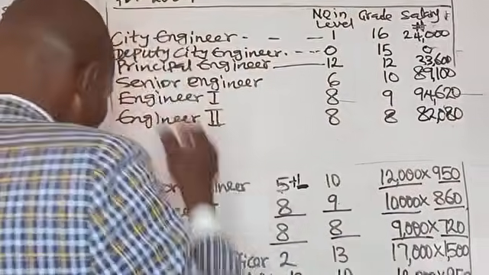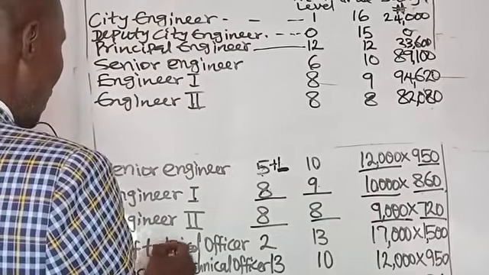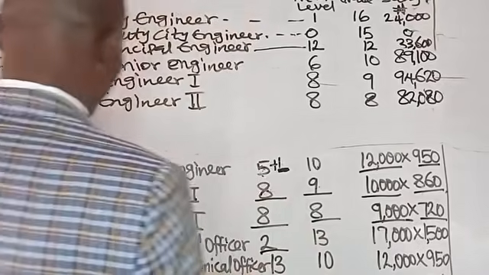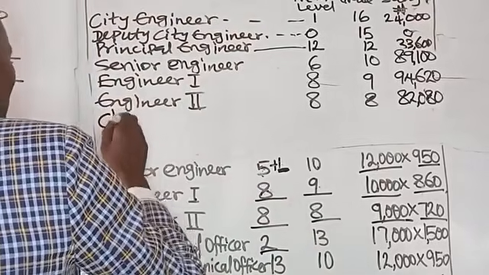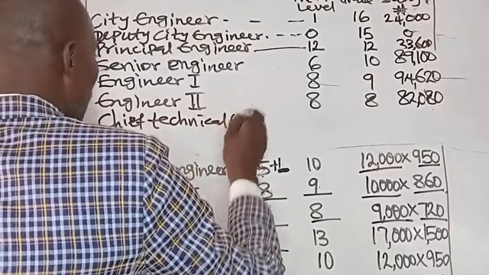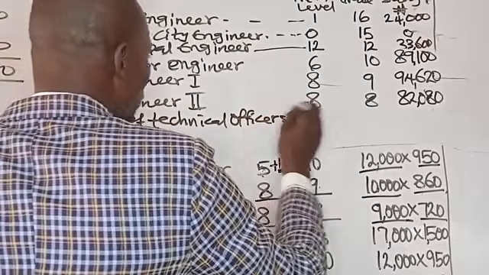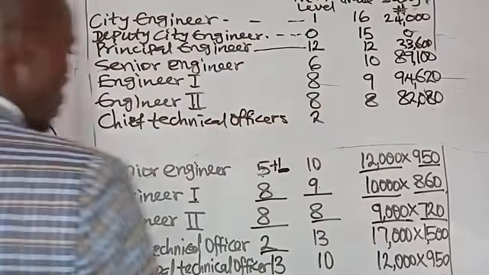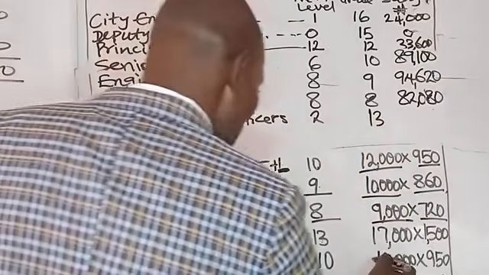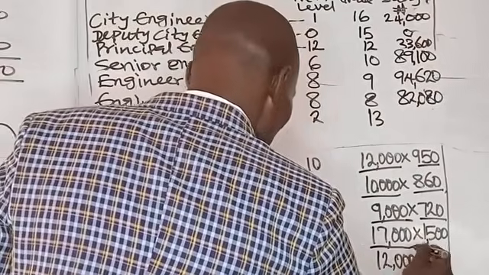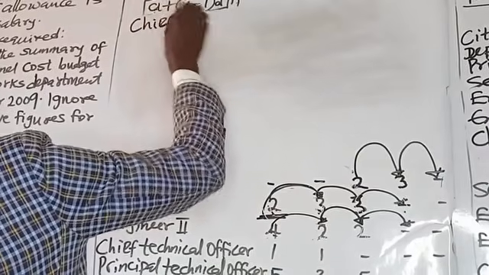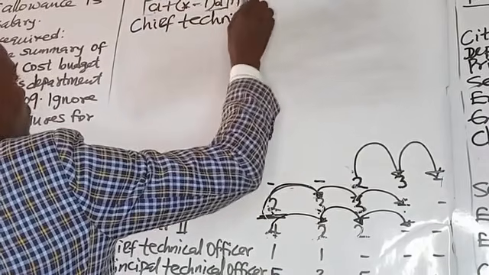After Engineer 2, we have Chief Technical Officer. They are 2 in number. Chief Technical Officers, 2 employees, grade level 13. Their basic pay is 17,000. Increment is 1.5.